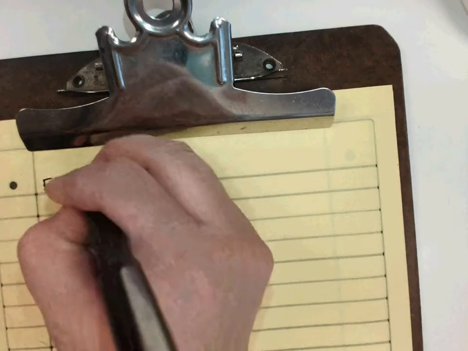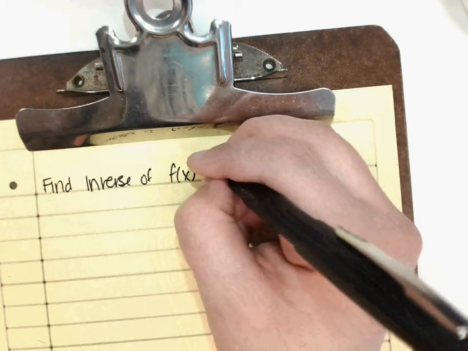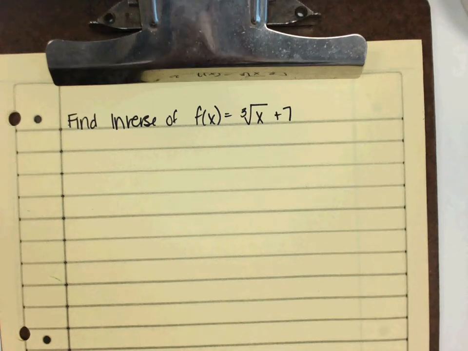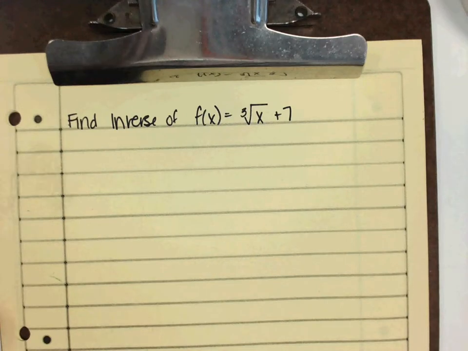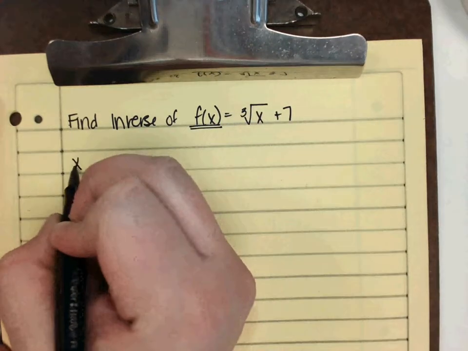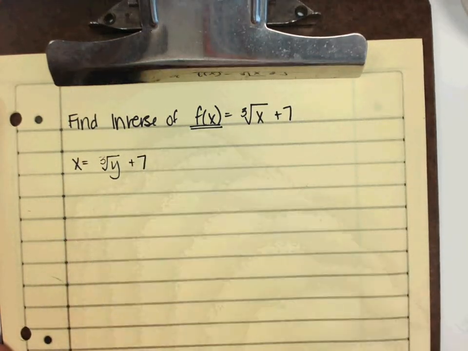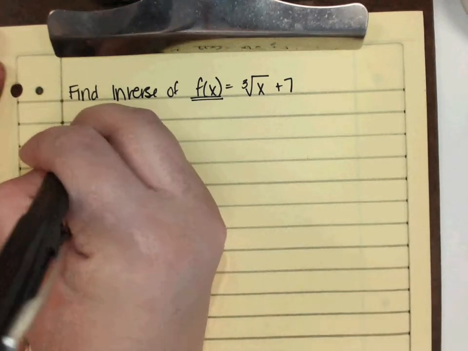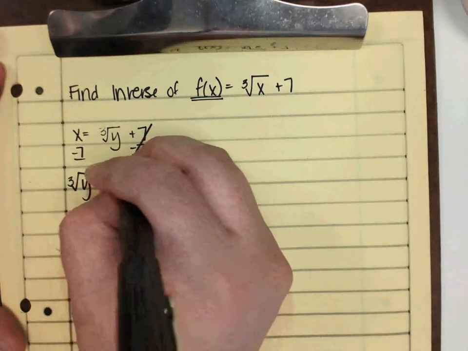Okay, one more. You are going to find the inverse of f of x equals the cubic root of x plus 7. The 7 is on the outside of the cubic root. First thing that I'm going to do is switch my x and y. My f of x is usually a y, now it's an x. My cubic root of x is now a cubic root of y plus 7. From there, what do I do with the plus 7 to cancel it out? Minus 7 on both sides. Then I have the cubic root of y equals x minus 7.